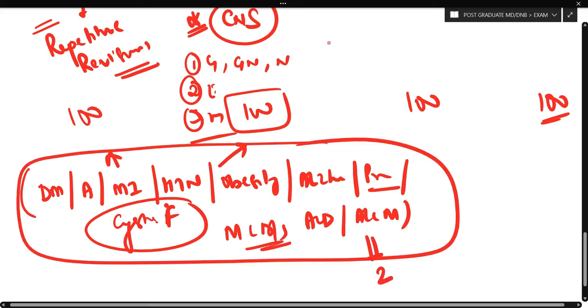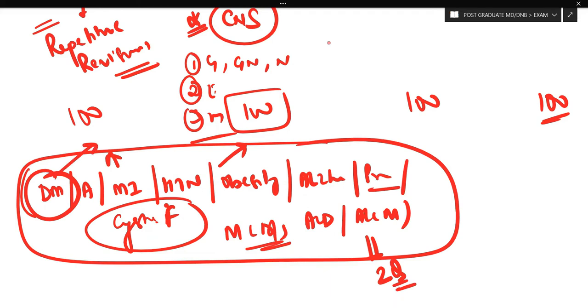At least 2 questions can come from here. In my exam, when I was giving it, diabetes mellitus came in paper number 2. It came in paper number 4. Part of the question also came in paper number 1. So these are very, very high yield topics that are repetitively asked.